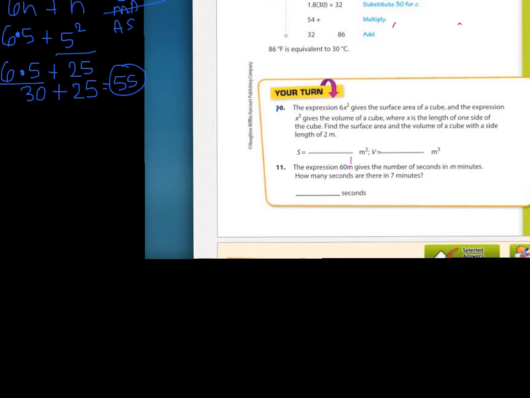So how many seconds are there in 7 minutes? Okay, so that's 60 times m, where m is the number of minutes, and they're saying, what about 7 minutes? Take out the m and put a 7. What is 60 times 7? Okay, you guys, what is 6 times 7? 42, and then put a 0 on the end because that's not 6, that's 60. And that's going to be 420 seconds.